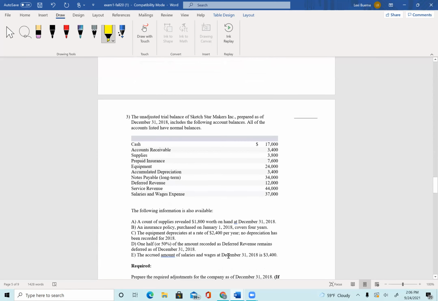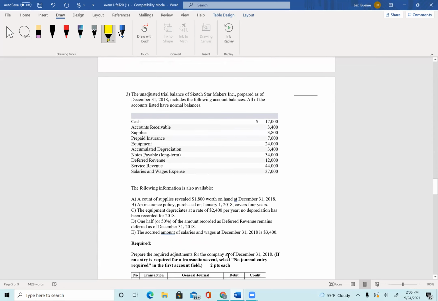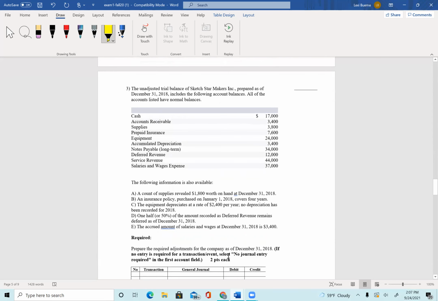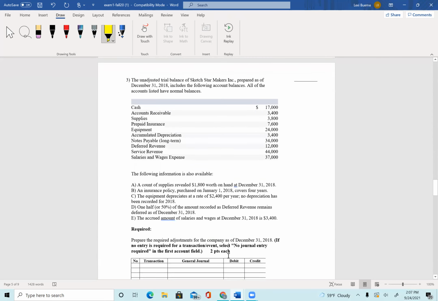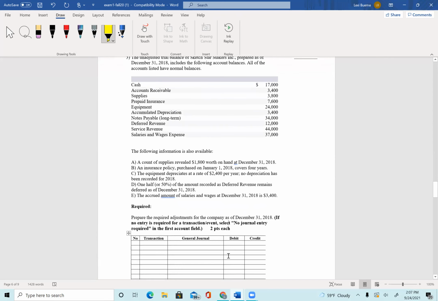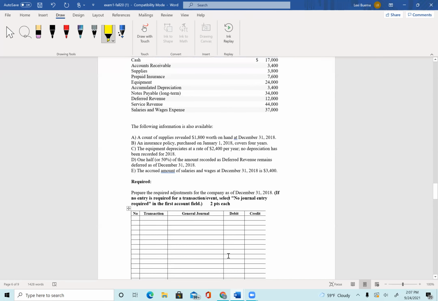That's all done. So the unadjusted trial balance of Sketch Star Markers prepared December 31st, 2018, and the following account balances are all there. So this is very similar. So we are going to do more journal entries. So account of supplies revealed $1,800 worth on hand. Very similar. You start with 1A. So it says we're dealing with supplies. So it's going to be first an expense on our end. It doesn't say anything about cash, so we use supplies expense.